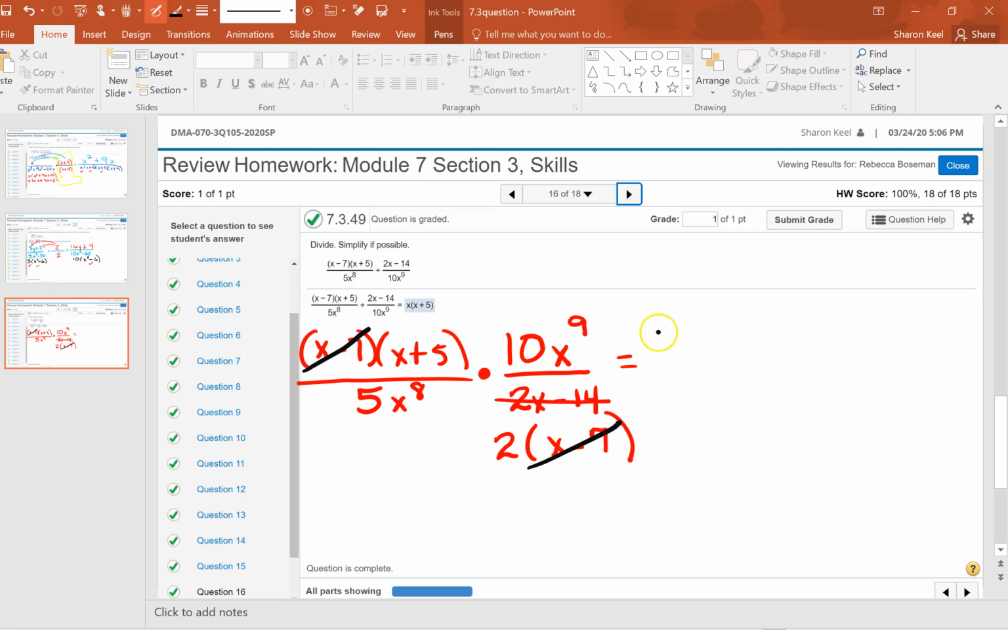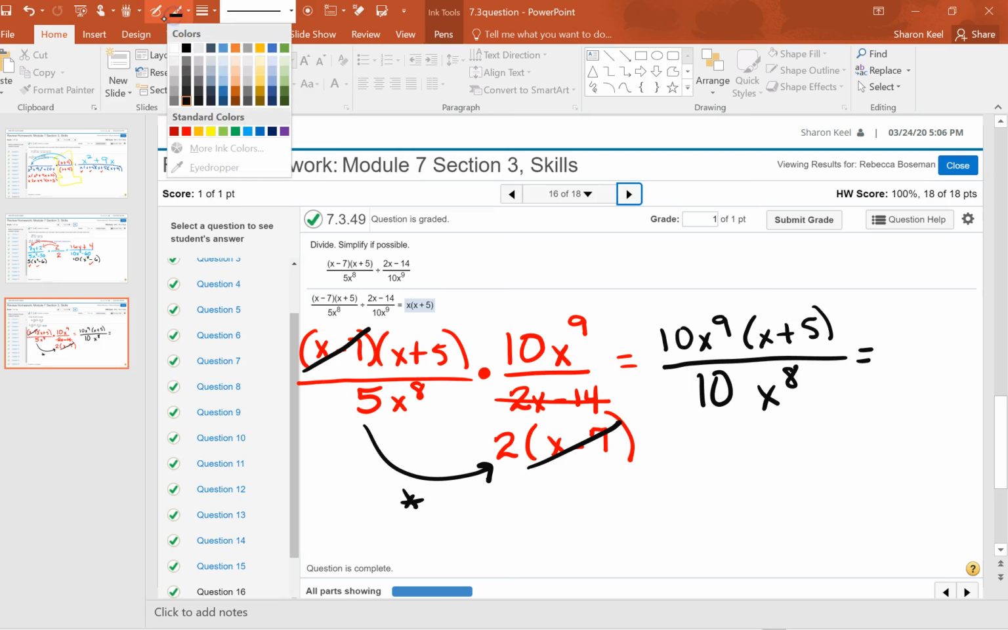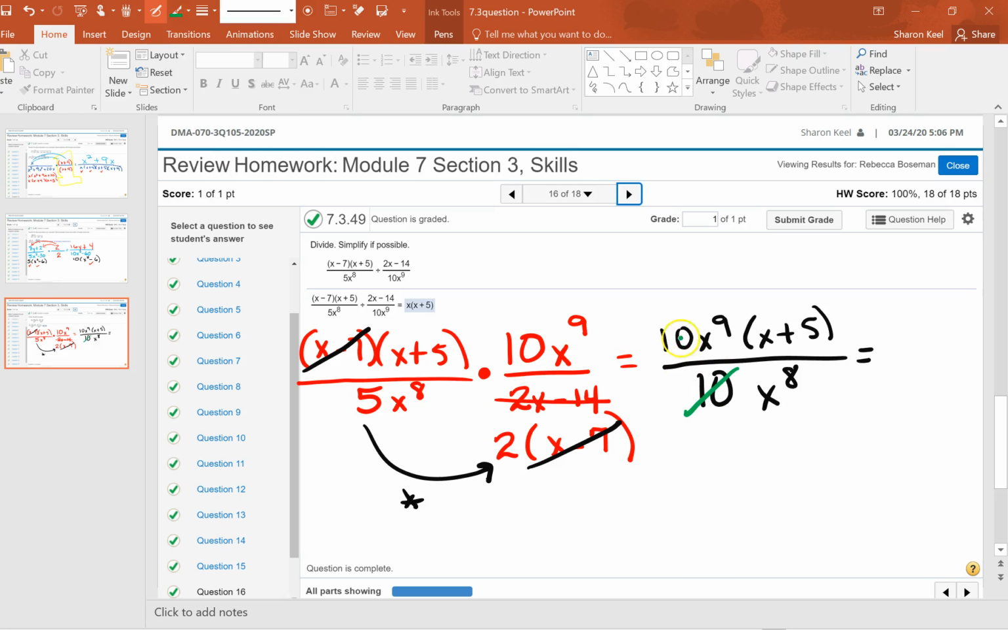What I have on the top is 10x to the 9th, parenthesis, x plus 5. On the bottom, I need to multiply this 5 times 2. That's going to give me 10, and I have x to the 8th. I still need to do some further simplifying. So 10 and 10 both cancel out. If I have 9 x's and I subtract 8, all of these are gone and I'm left with just 1 x on the top. So my final solution is x, parenthesis, x plus 5. And there was nothing in the denominator because that completely canceled.